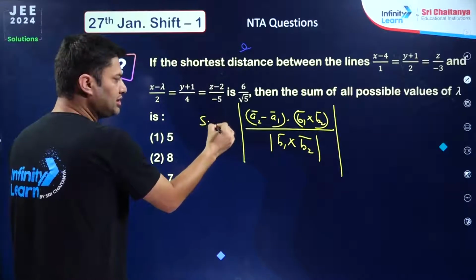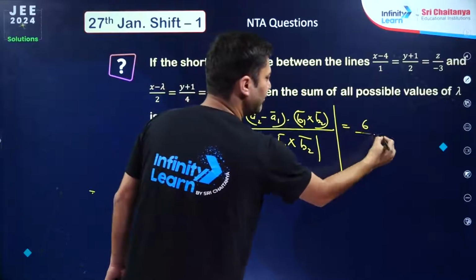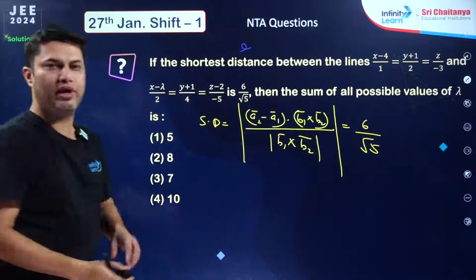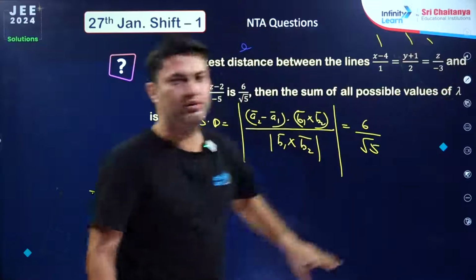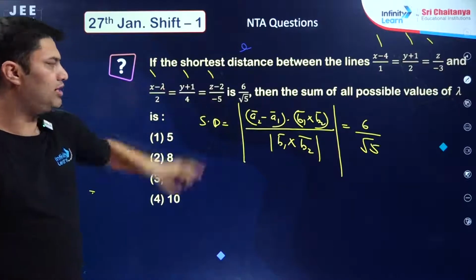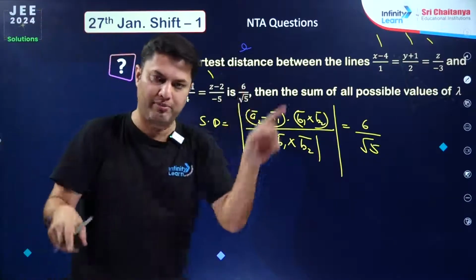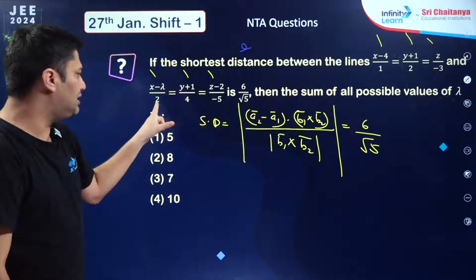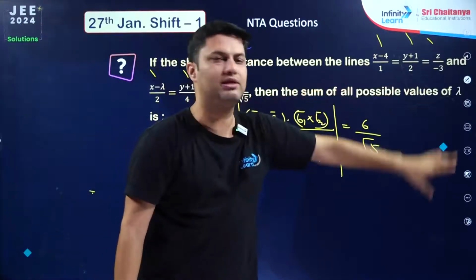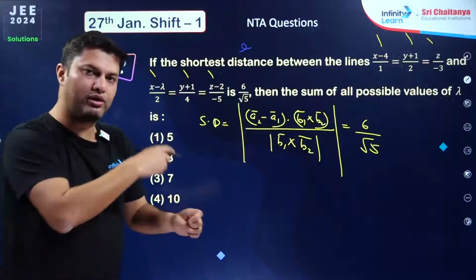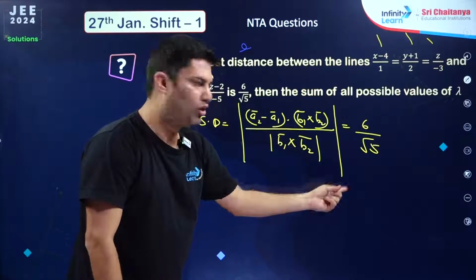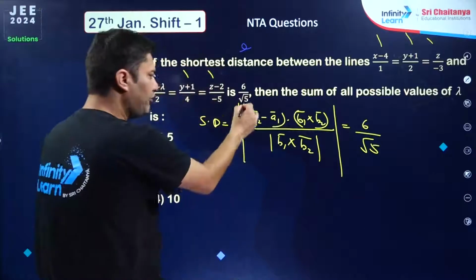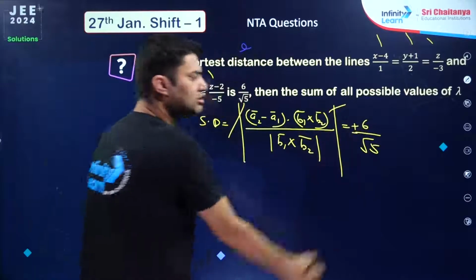So this shortest distance is given as 6 by root 5, and you should know how to find a2 minus a1. The a1 point is 4, minus 1, 0, and this is lambda, minus 1, and 2. So a2 minus a1, one determinant row, and b1 cross b2 means these: 2, 4, minus 5 and 1, 2, minus 3. So the whole determinant upon the mod of b1 cross b2, the full mod, equal to 6 by root 5, or you can say if you remove this mod, it is plus minus 6 by root 5.